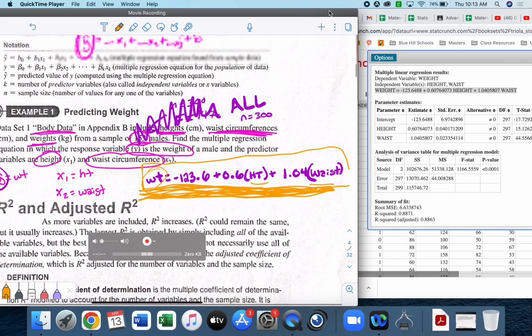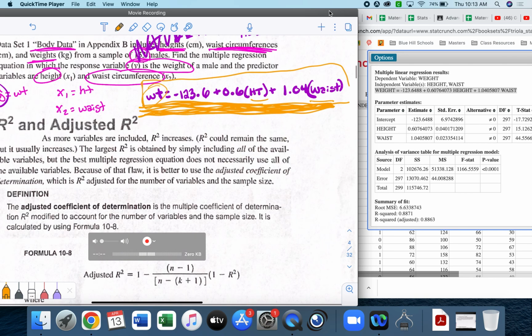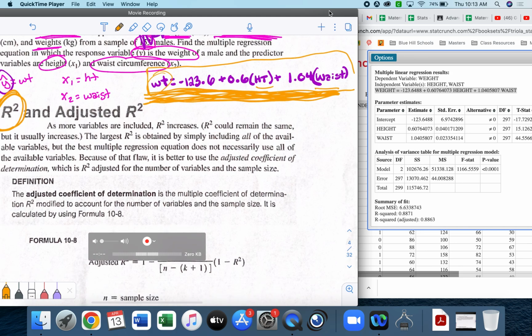Now, we talk about an r squared value, okay? So we have r and r squared. Yesterday we said r squared was the percentage of data that follows the equation, roughly. The percentage of r squared tells you the percentage of data that follows the equation. It's like the explained variation, okay?